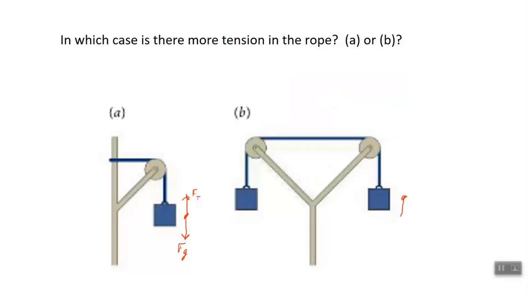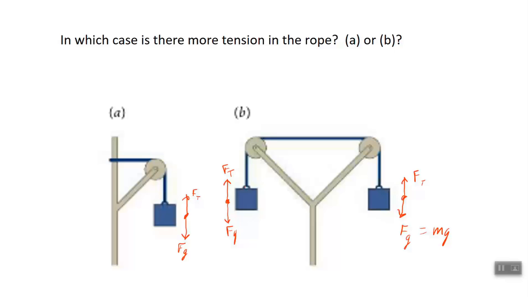If you look at the right weight, you have the force of gravity pulling down. And remember, force of gravity is just mass times little g. And you have tension pulling up, F sub t for tension. And over here on the left weight, we can do a free body diagram on it. Force of gravity going down, and you have the tension going up.